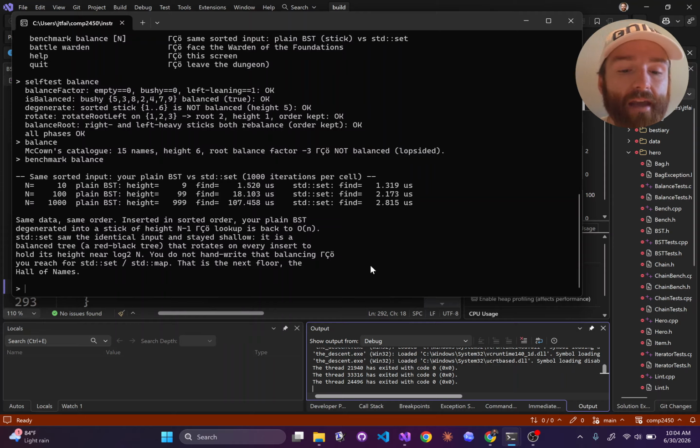You do not handwrite that balancing. You should reach for the standard library set or map. That is going to be what we deal with in the next floor, the Hall of Names. Okay? So you can see how ours kind of blows up there later on. Okay. So let's go ahead and move to the board for our last part here today.